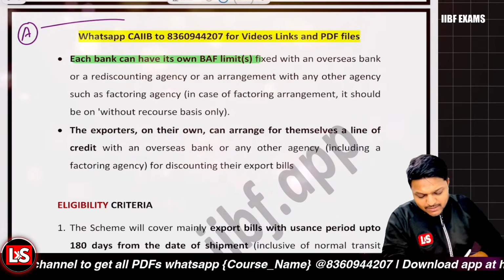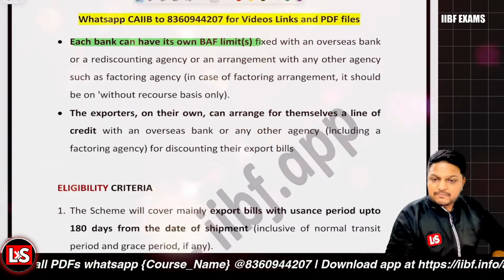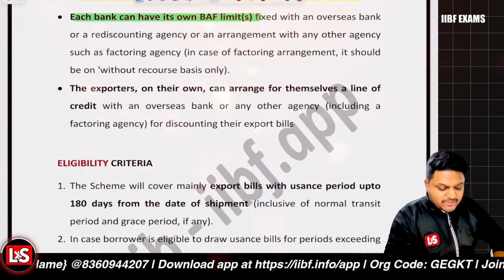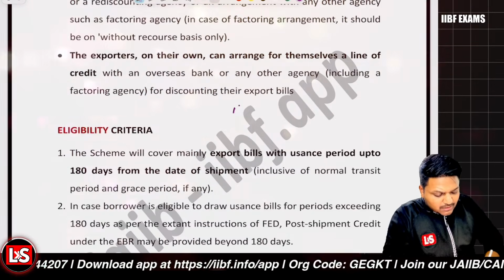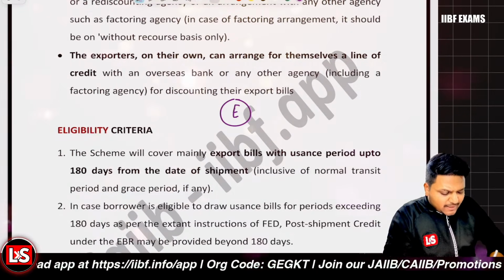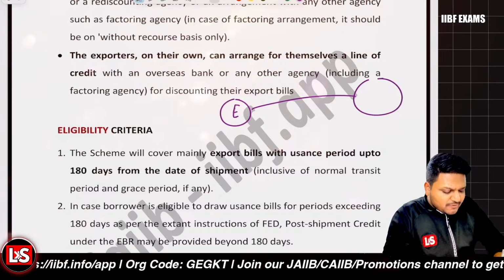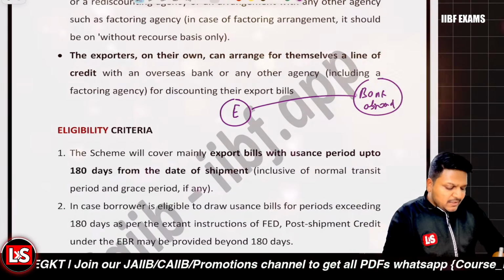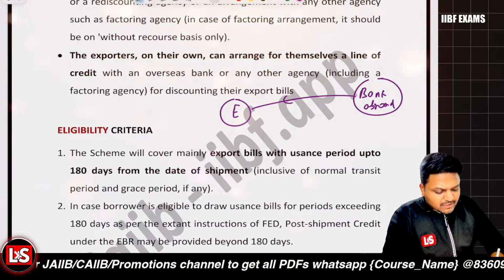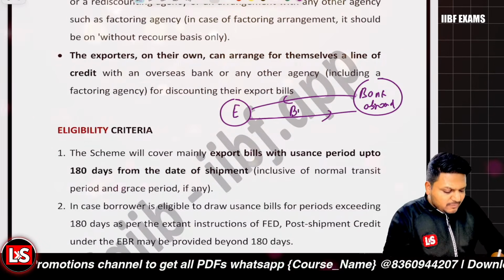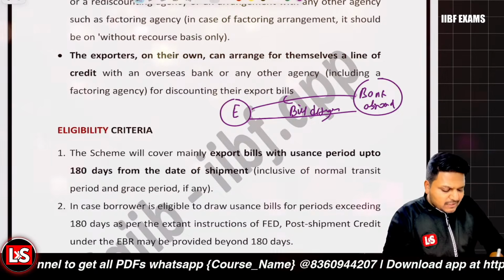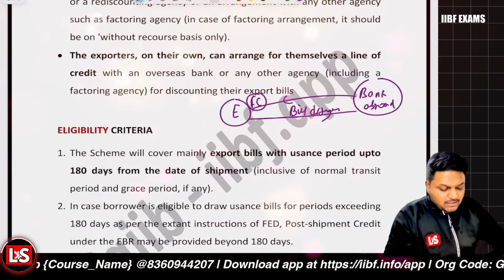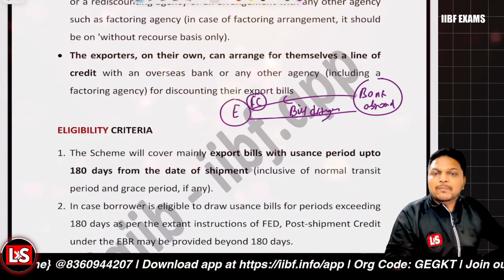And further, the exporters can also arrange this limit themselves. Like they can get this line of credit from the overseas bank themselves, or through some other agency. Let's say there will be no Indian bank in between, and the exporter will itself arrange a line of credit from the bank abroad. So bill discounting will be done directly from the bank abroad, and further they will get the foreign currency for the same, right? And this is said to be a line of credit from the bank abroad.